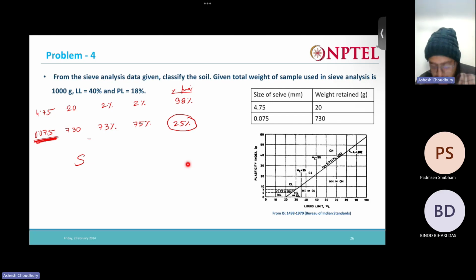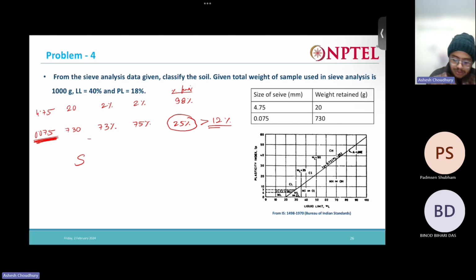How to determine the suffix? For the suffix, first we have to look at the fine fraction. So what is the fine fraction here? What percent is the fine fraction? 25%, right? 25% is passing through 75 micron sieve. That means 25% is the fine fraction. Now this 25% is greater than 12%. That means we have to use the fine classification for the suffix.